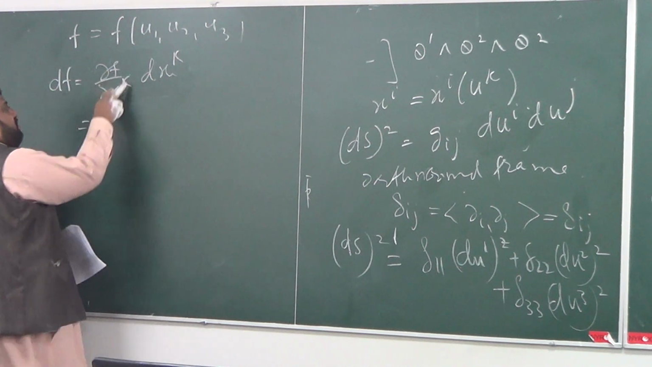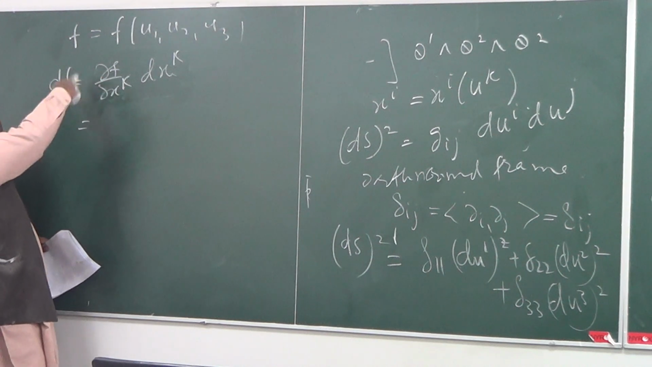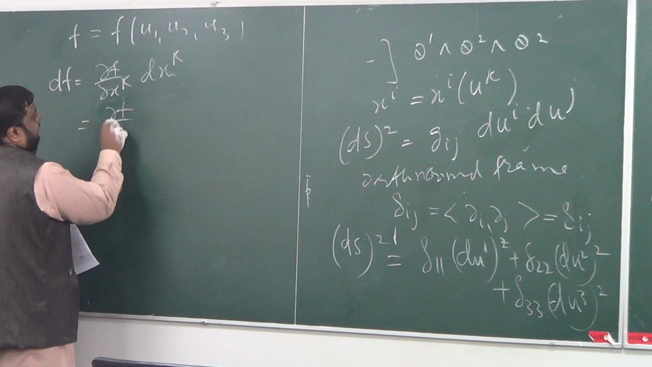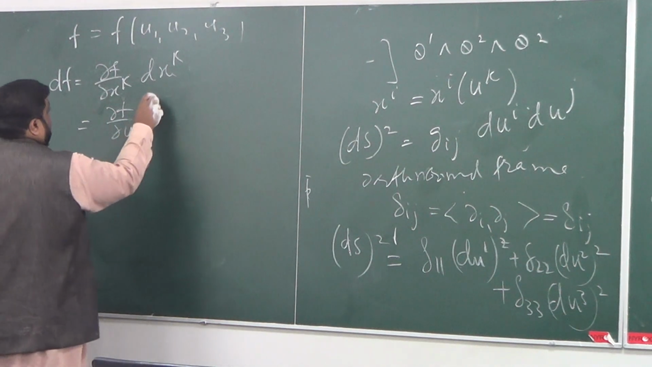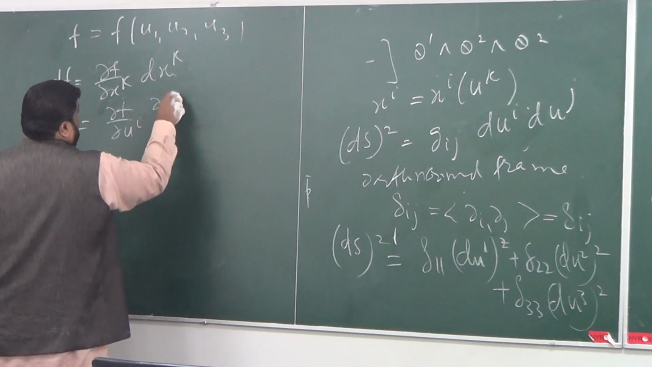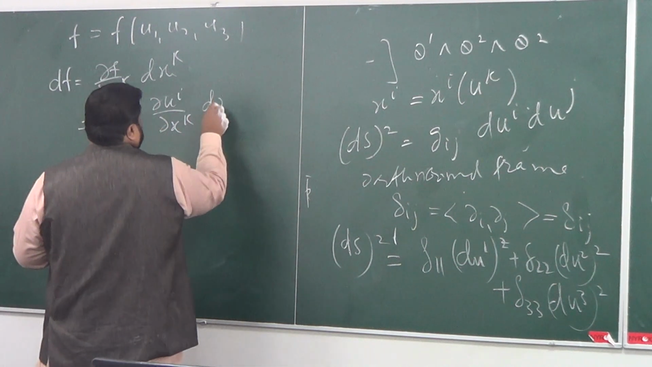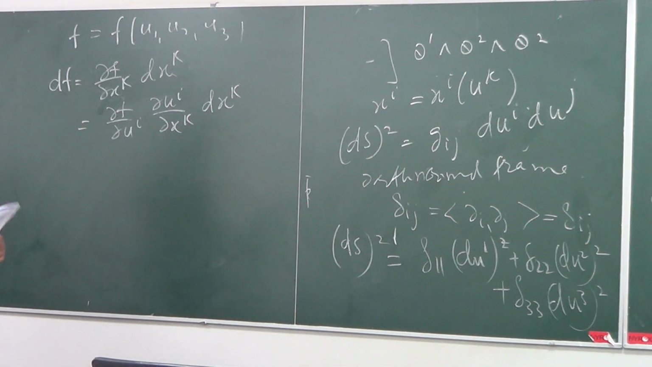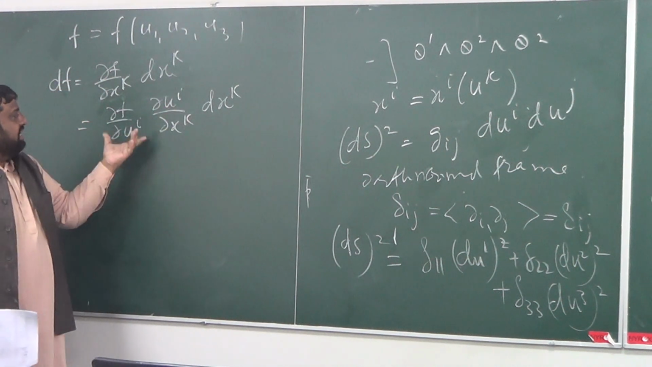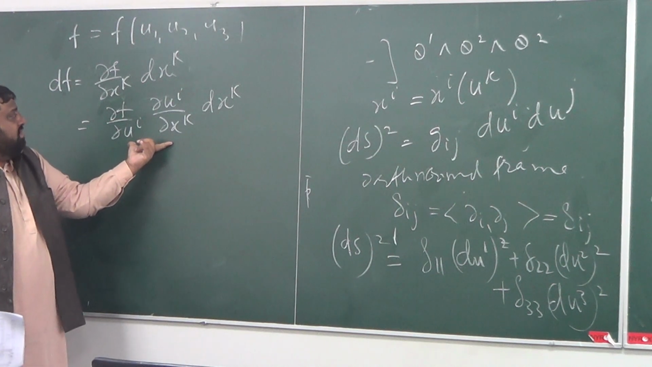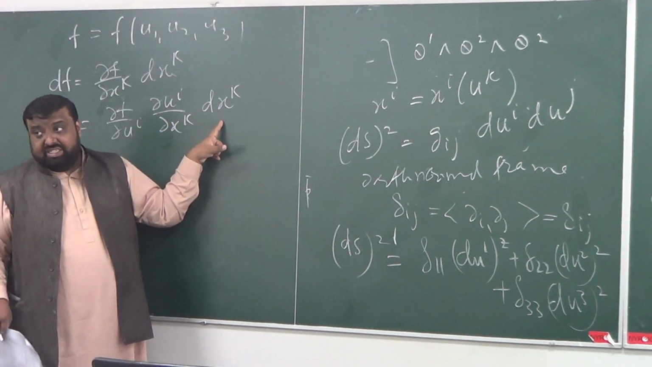In order to compute this partial f by partial xk, I have to apply the chain rule, and that chain rule would be a sum. So partial f by partial ui and partial ui by partial xk and dxk. So this is a sum in i, multiplied by dxk.